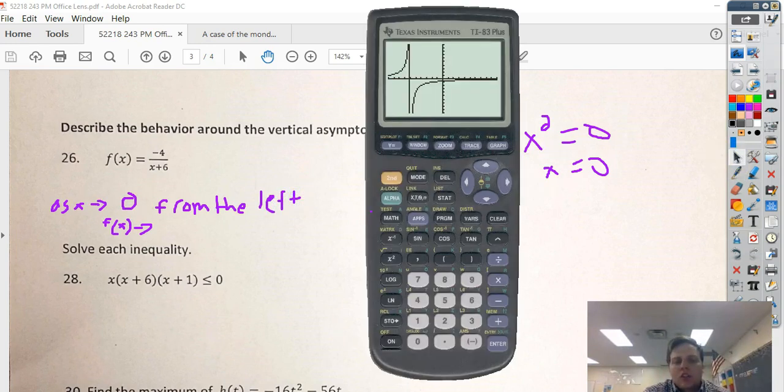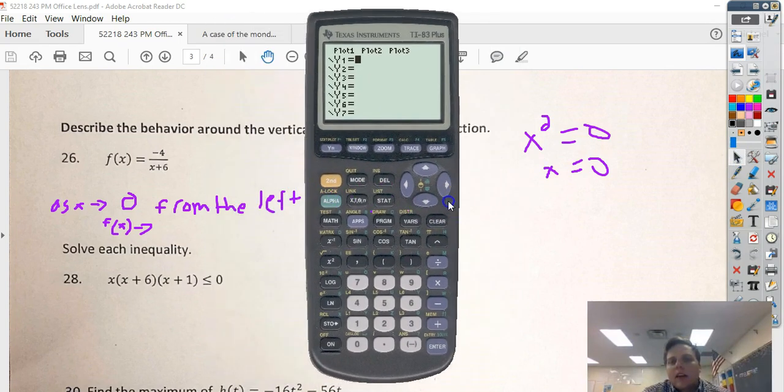Well, once again, we're going to cheat and let our calculator do the work for us. So it was something like negative 2 divided by x squared. Press graph. Okay, as we look at it from the left side, we see that it is going down to negative infinity. So we say it is approaching negative infinity.